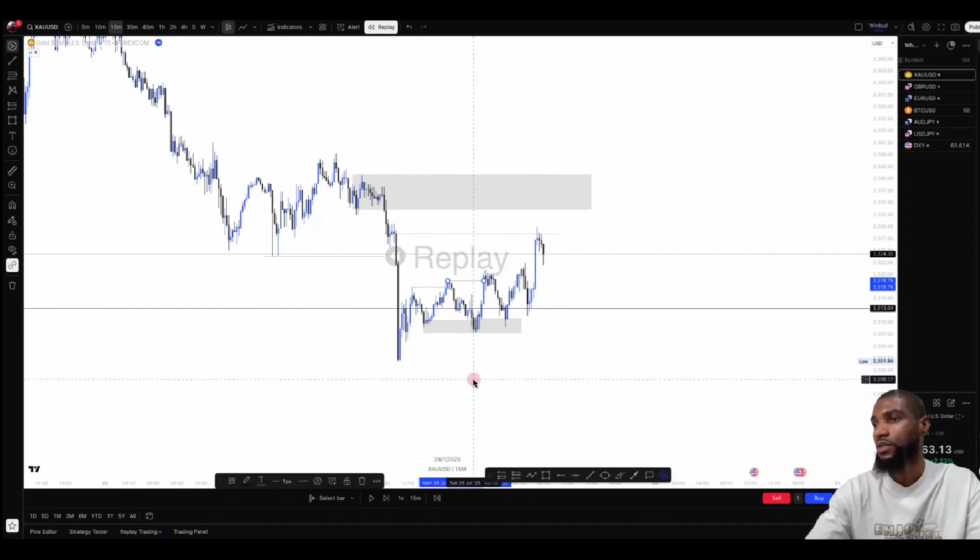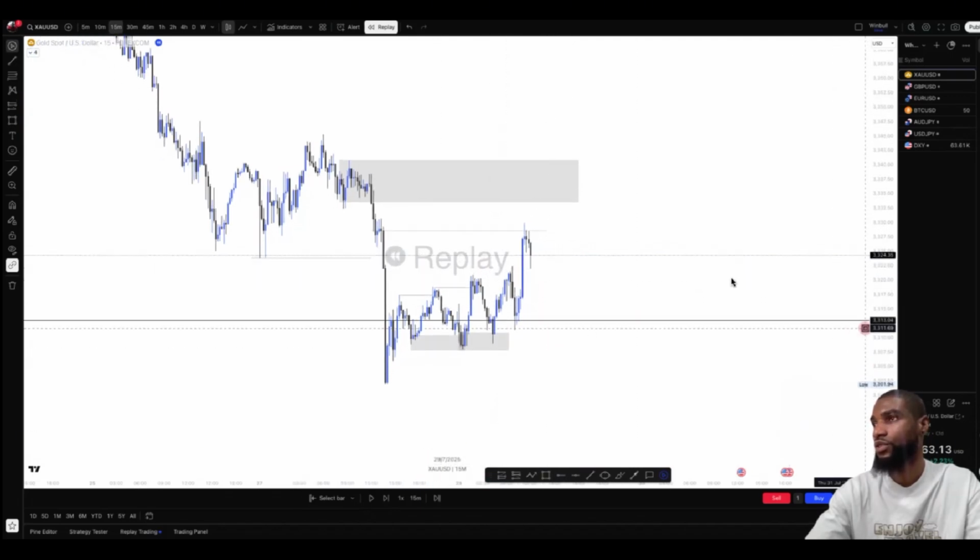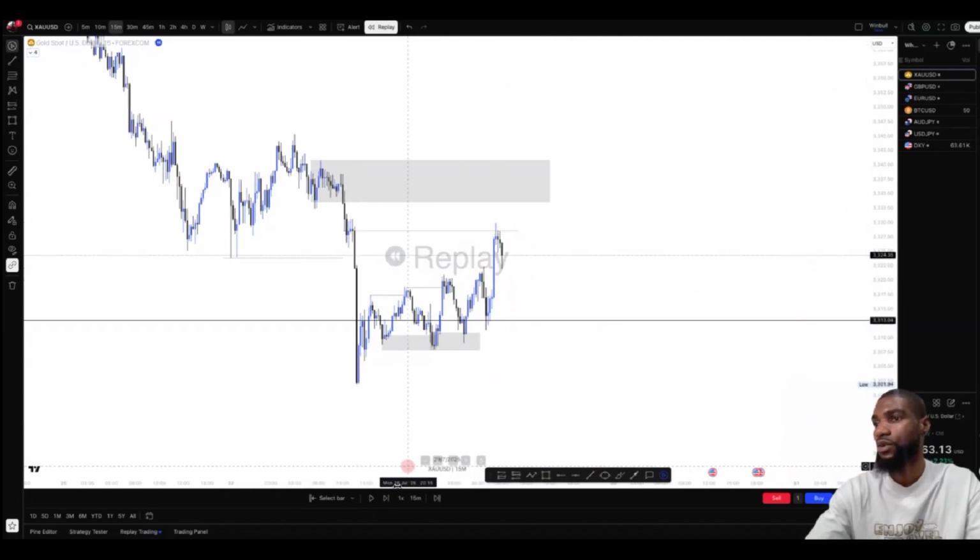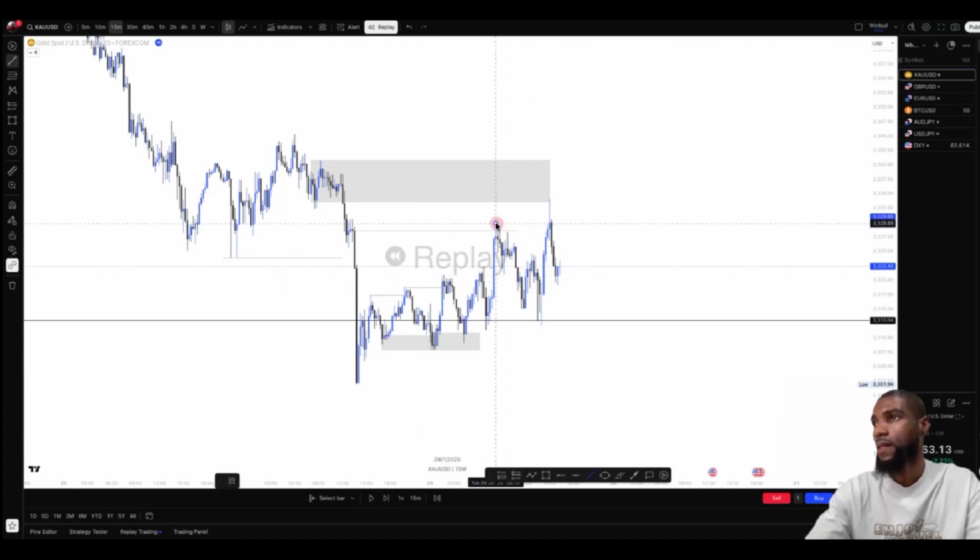Now price taps into this area here, this open close. So now we want to also look for a confirmation. We are not just going to take the trade like that. We want to look for confirmation again, which is that sweep. Price still respecting demand. So now there is a sweep here. So we want to see a break below this level.